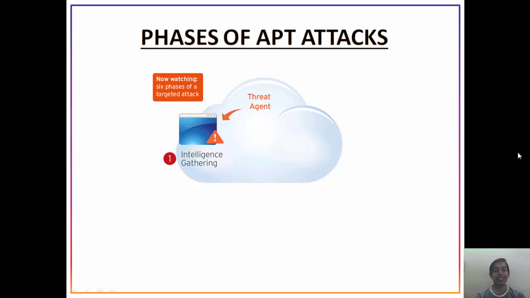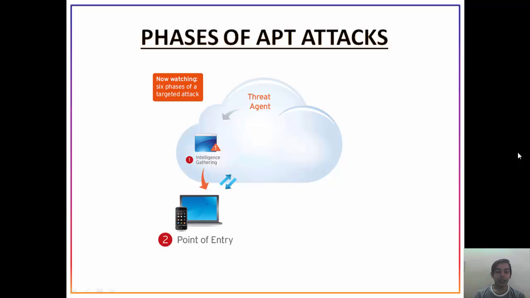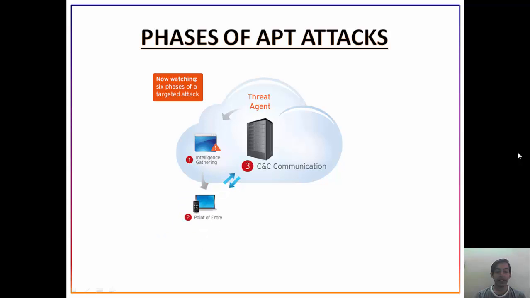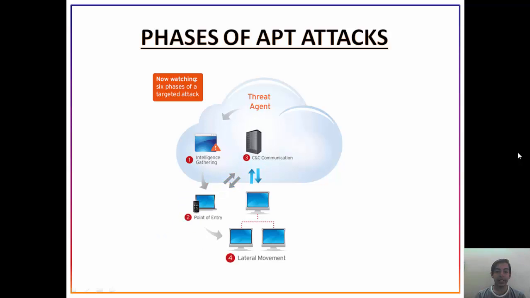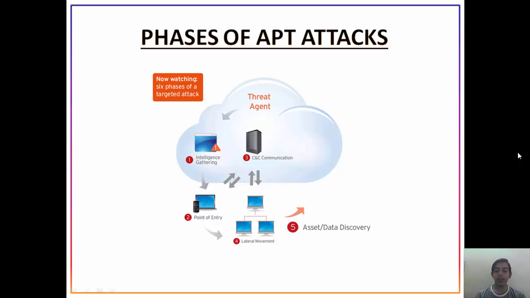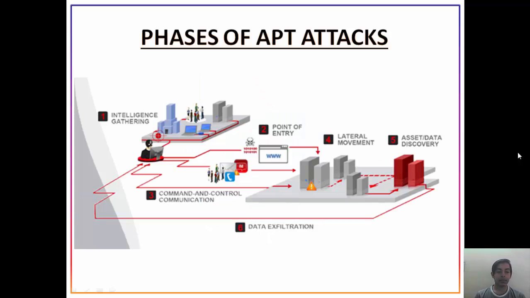Now what are the 6 different phases of an APT attack? As you can see in this slide, it is basically intelligence gathering, followed by point of entry, followed by command and control communication, followed by lateral movement, which is followed by asset and data discovery, and finally data exfiltration. So these are the 6 phases of APT attacks. As you can see, it is the same slide.